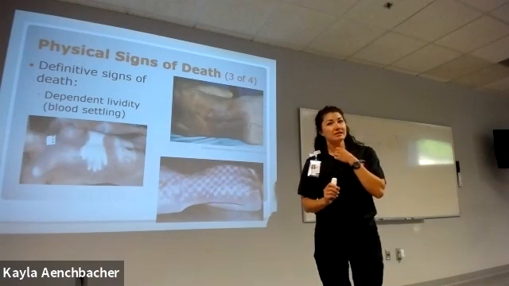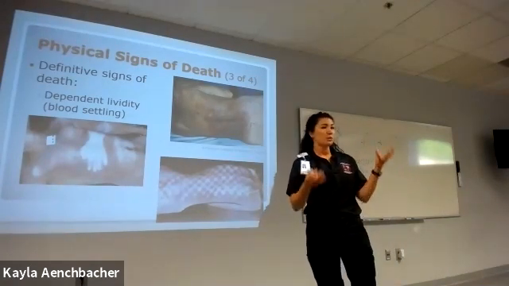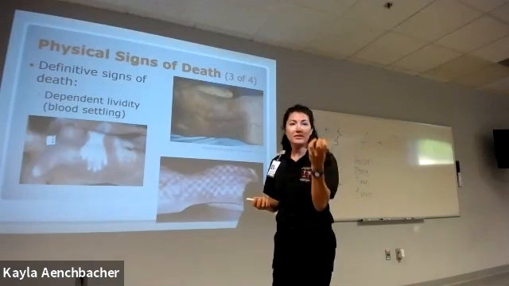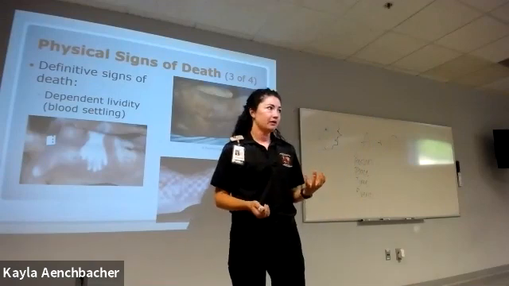So that pattern kind of tells you and gives you a clue to, well, how did they die? What position were they in when they died? Where is that blood settling? Where is gravity pulling that blood that is no longer circulating?